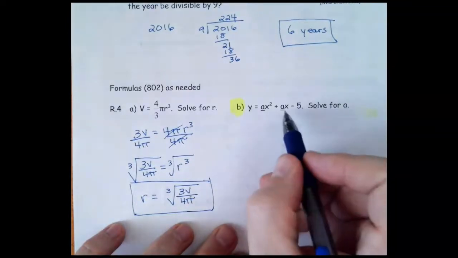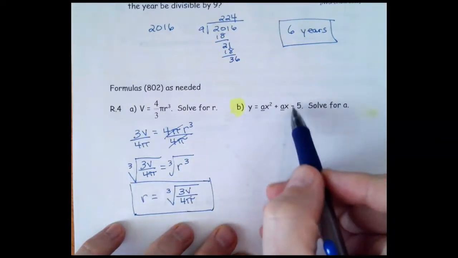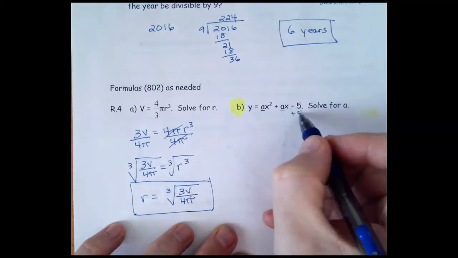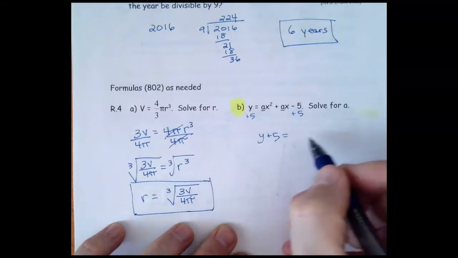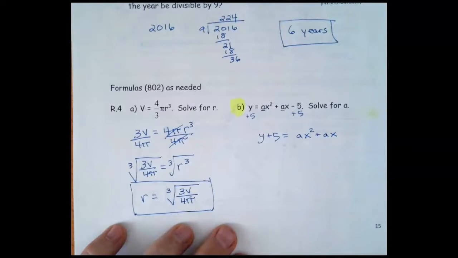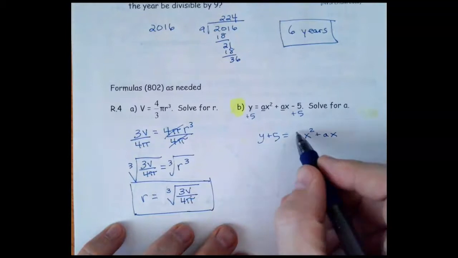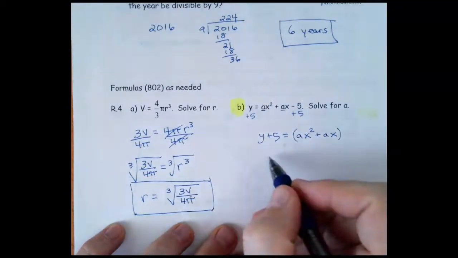So I'm trying to get A by itself. So the first thing I'm going to notice is I probably don't want this 5 over here. So I'm going to add 5 to both sides. So we're going to have y plus 5 equals ax squared plus ax. Now I'm trying to get a by itself. I only want one a. So what we're going to do is we're going to factor an a out of here, kind of the opposite of the distributive property. So somebody distributed that a and they weren't supposed to, so we need to take it back out. Pass that a back up.